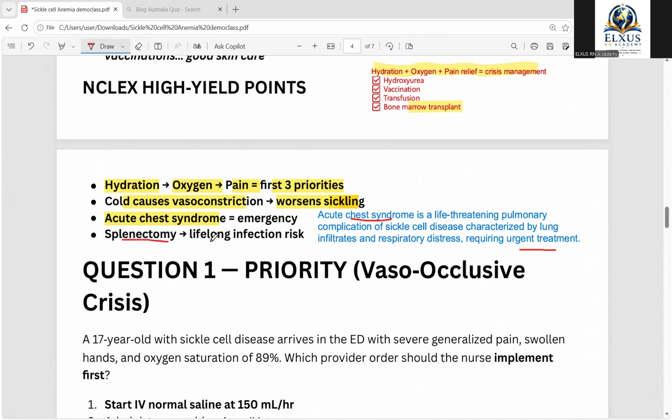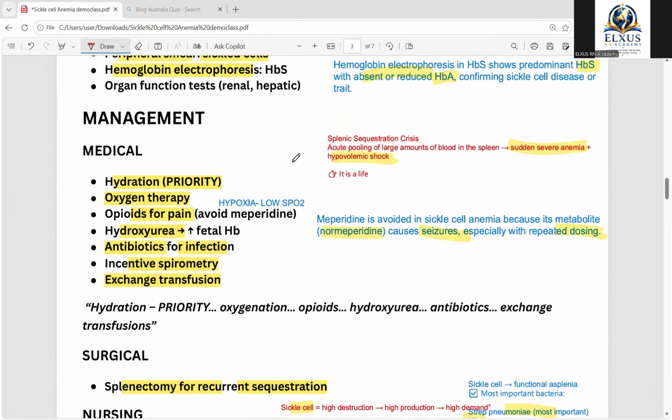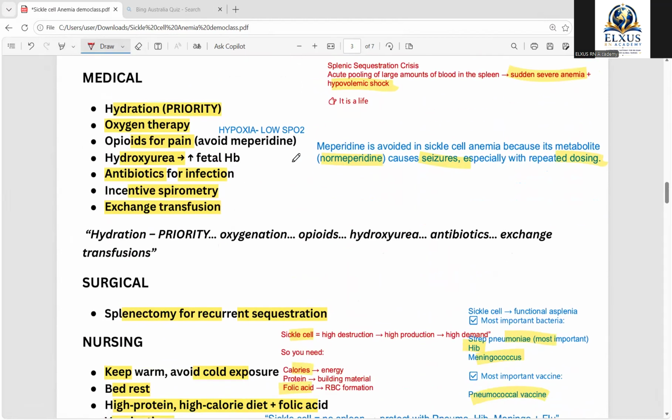Splenectomy means removal of the spleen. Otherwise what happens, this infected spleen will cause recurrent infection. So to protect the patient from getting recurrent infection, the client needs to undergo what? Splenectomy, or removal of the infected spleen. So these are the highlighted NCLEX focus points for sickle cell anemia.